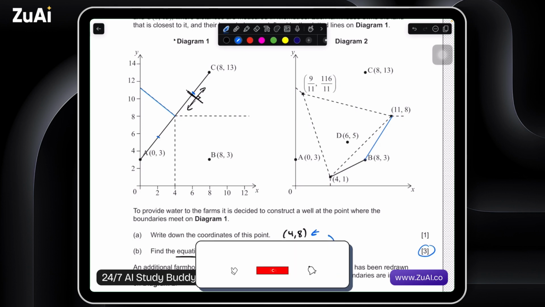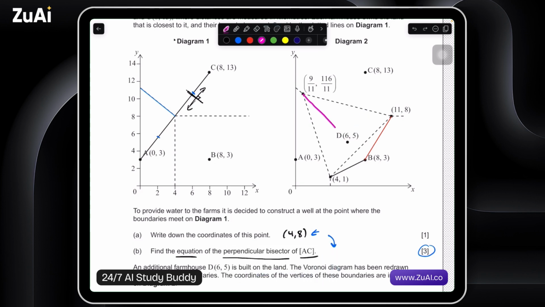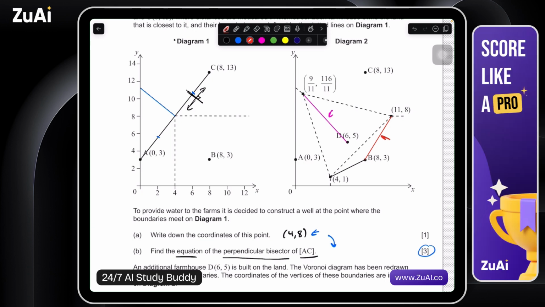But the question is, let me use some different colors. So if we're looking at this pink line or this red line, the question is which one is the greatest distance. The red line signifies the distance between this farmhouse B and a potential turbine. And we also know that this is going to be equivalent from this as well.